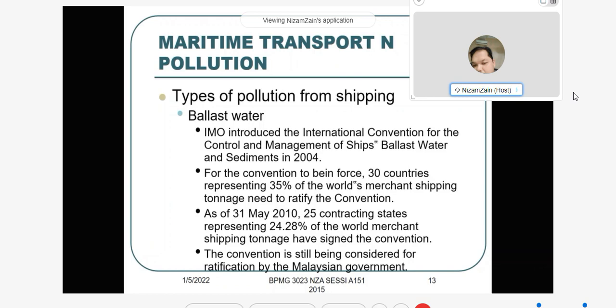Usually, it will rely on the readiness of the country to accept and adopt the convention. If they ratify, definitely they need to follow everything inside the convention. They need to enforce it in their own country, for their own ships, ships registered in the country, and also the owners of the ships in the country.